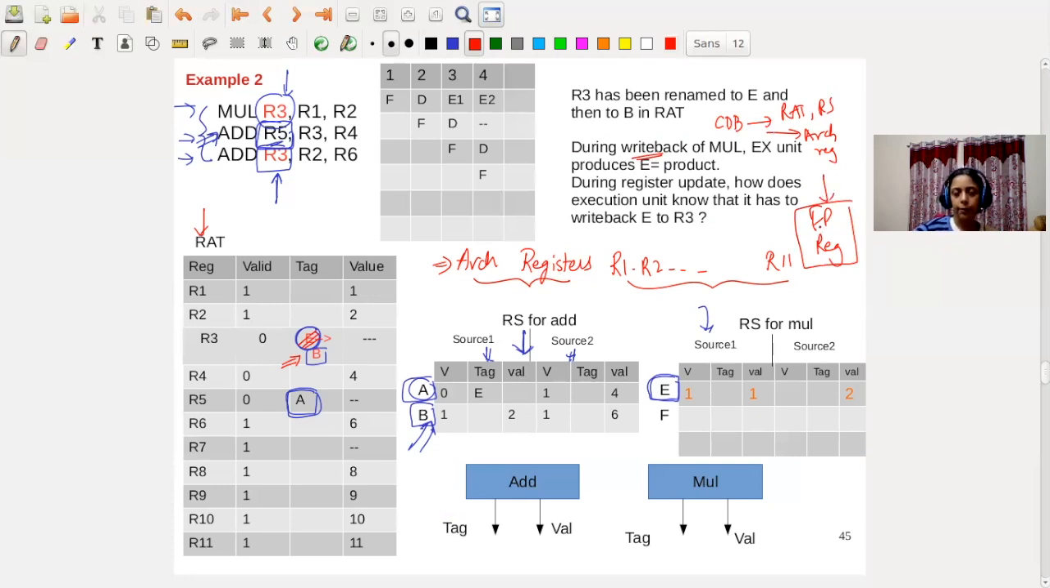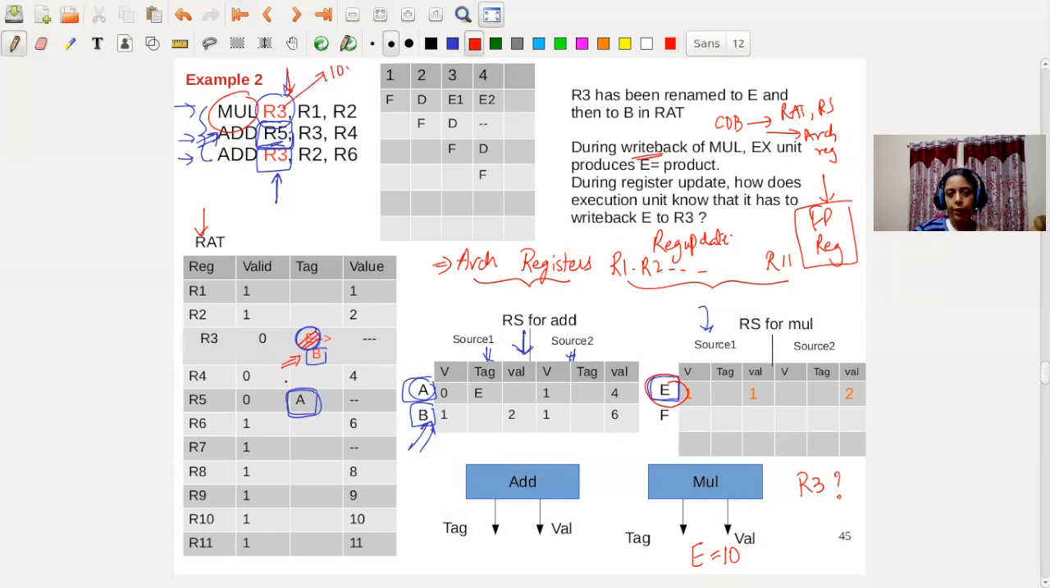Now, the question I have is, let us say the first R3, which is the E value, that is the multiplication instruction, completes its execution and writes out the product, E equals 10, let us assume. Now, during the register update phase of the write back, how does the register R3 get updated? I want to update finally R3 to 10.